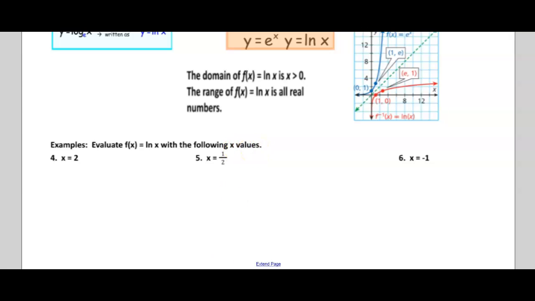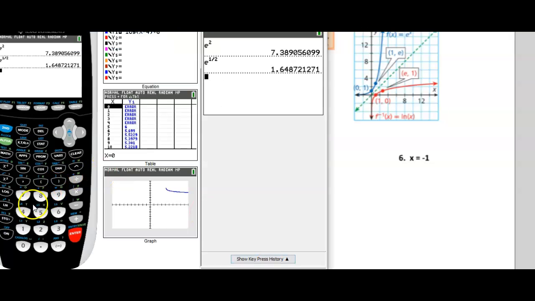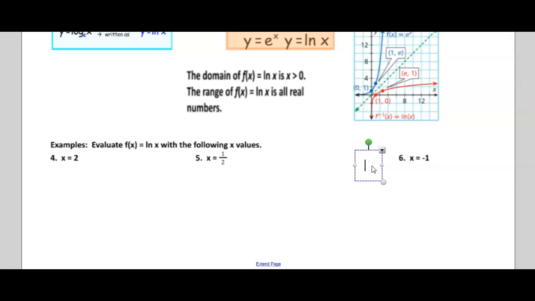So there they go. Now it says evaluate f of x equals natural log of x with the following x values. This time we're going to do natural log of 2. Just press natural log of 2, and you get 0.69, so 0.7. I'm going to round to the nearest tenth right there. So 0.7.